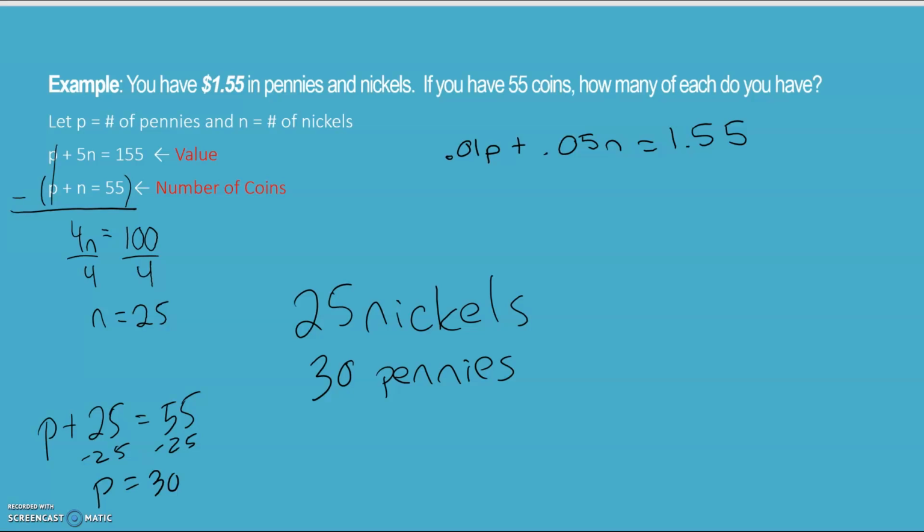Okay, so how much money would 25 nickels be? That would be $1.25. Yes? Okay. And 30 pennies is 30 cents. And if I add that together, I do in fact get $1.55. So the easiest way to check these is to go back and reread the problem.